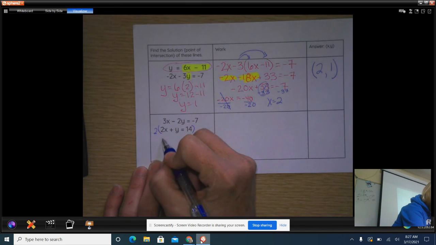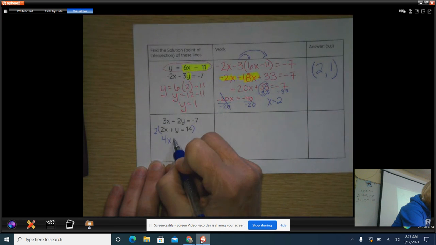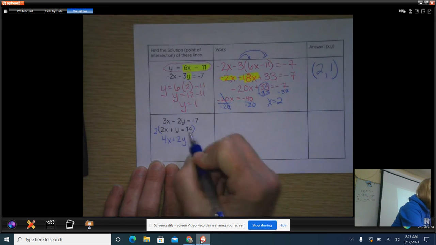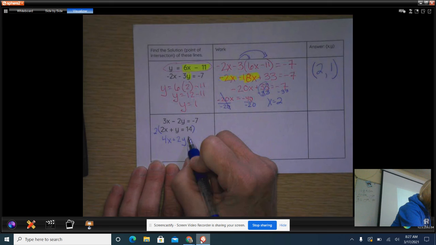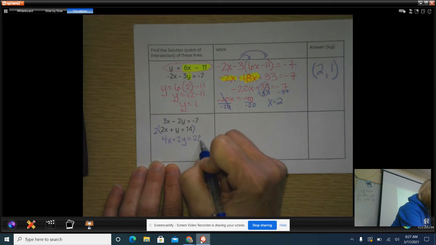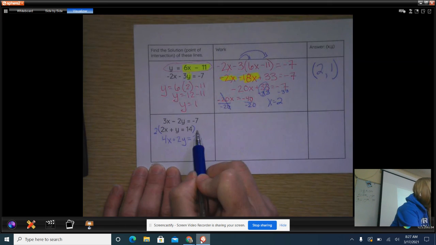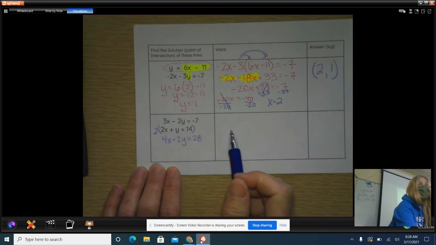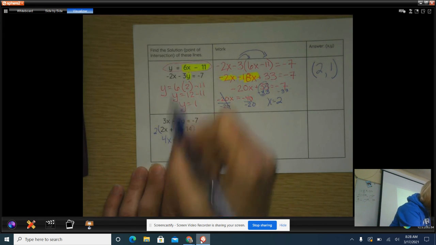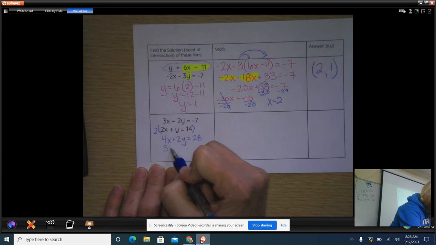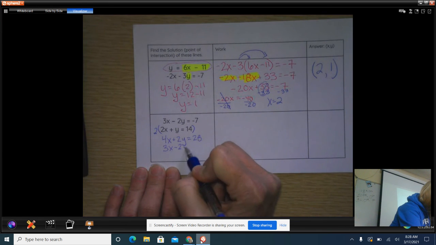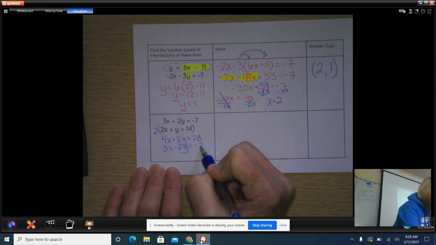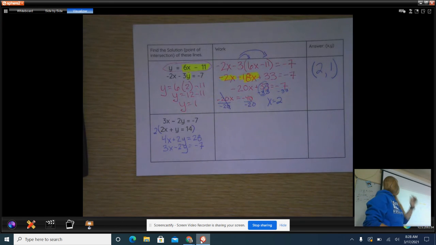So 2 times 2x is 4x. 2 times positive y is positive 2y. And don't forget the right side. 2 times 14 is 28. Okay, so I've rewritten that. They're equivalent as long as I do the same thing to every term on both sides. It stays the same line. And then I'm just going to go ahead and write my second equation right underneath so they're on top of each other when I add them together. Okay, so that's the same as that original first equation.